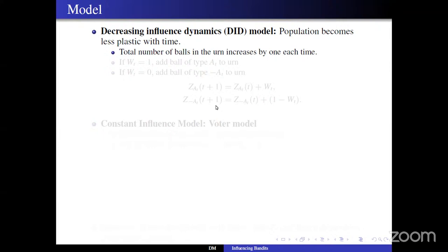The way I add balls is this: if W_t is equal to 1, then I add a ball of type i to the urn, whatever was shown to me. What I'm essentially saying is that if I liked it, the type corresponding to that ball keeps changing in the urn.